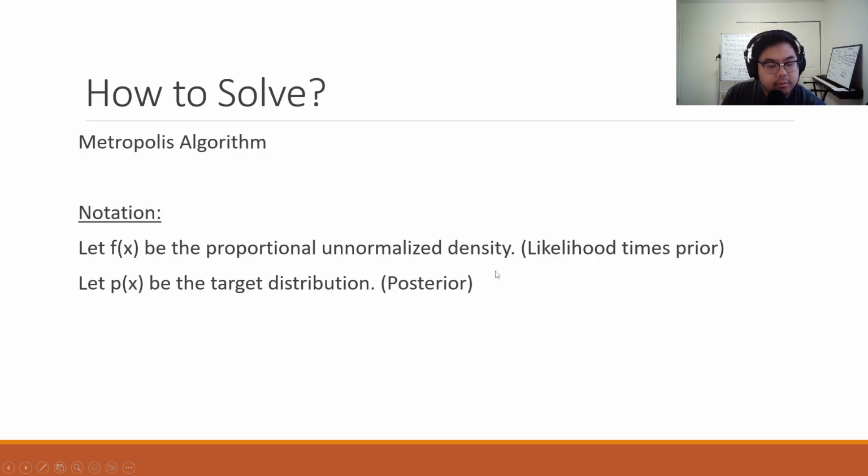And let's make some notation here. Let f of x be proportional to the unnormalized density, which is the likelihood times the prior, and let p of x be the target distribution, aka the posterior.